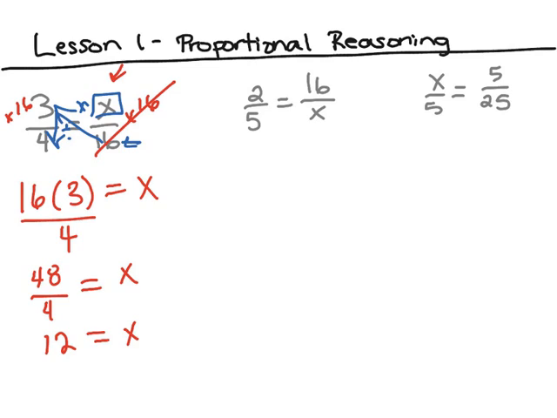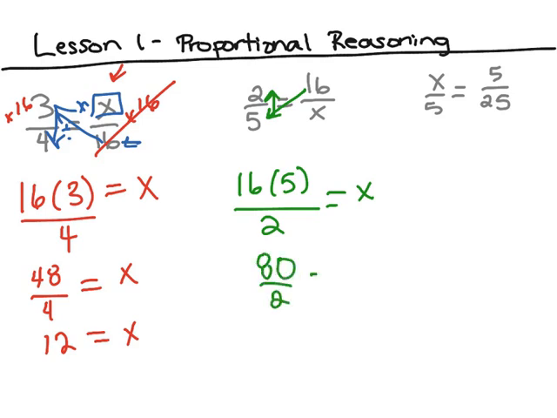So for the next one, the number opposite our x is 16. We're going to multiply across. So 16 times 5. And we're going to divide up. So divided by 2 is equal to x. 16 times 5 is 80 over 2. And 80 divided by 2 is equal to 40. So our x value is 40.